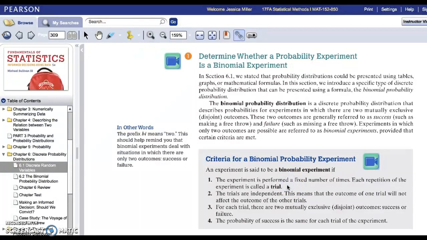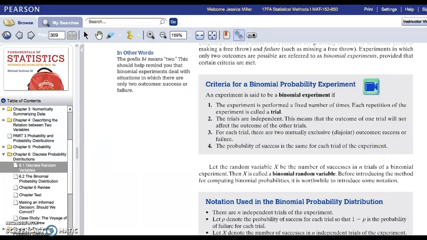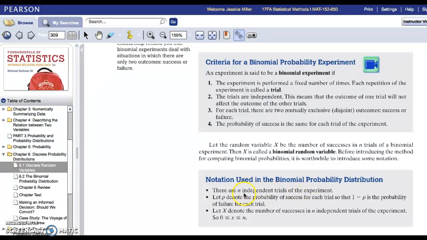So let's say you're going to roll a die 10 times, or 100 times, or 1,000 times. It doesn't matter how many times it is, but you have to know ahead of time. That number of trials is your N. Down here in the second box, they let you know the letters. We'll just kind of go through it together. So the number of trials is your N.